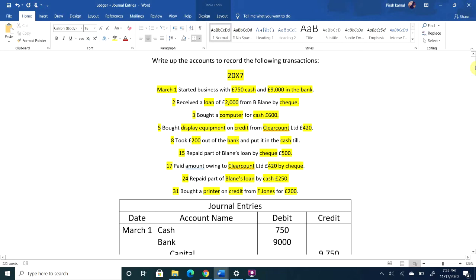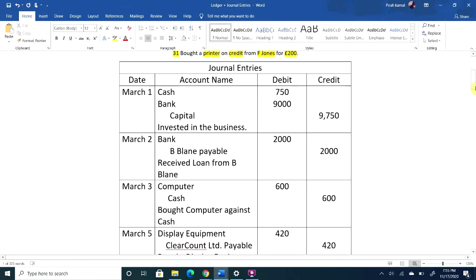Alright, what are we going to do now? Ledger accounts. Ledger is all about posting the journal entries that we have just made. If you don't remember the format of it, do check the previous video. It's like I'm telling it again and again, but it's important. So we are going to make one ledger account for each account. First we are going to make cash.